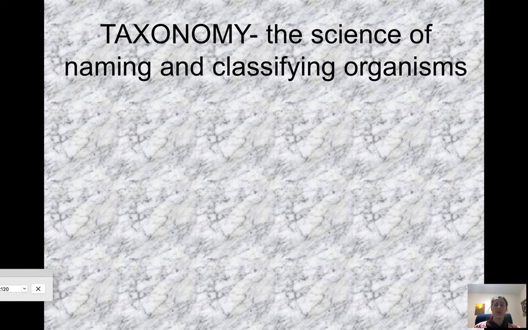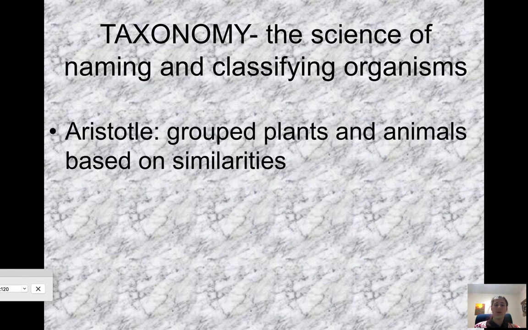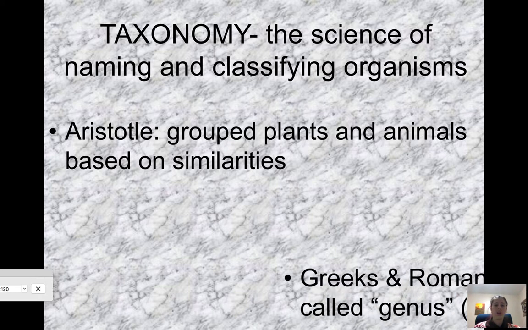So the first thing we'll talk about is the definition of taxonomy, and that's just the science of naming and classifying organisms. When we give something a Latin name that helps us identify the organism, we're taxifying it. Aristotle was the first scientist to start grouping plants and animals based on similarities. These were physical similarities because at the time they didn't have the technology to look at DNA similarities or anything that was beyond the naked eye.